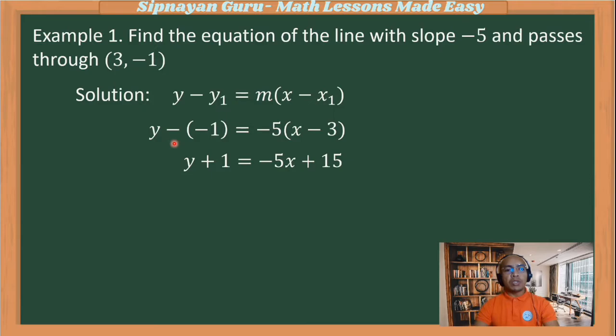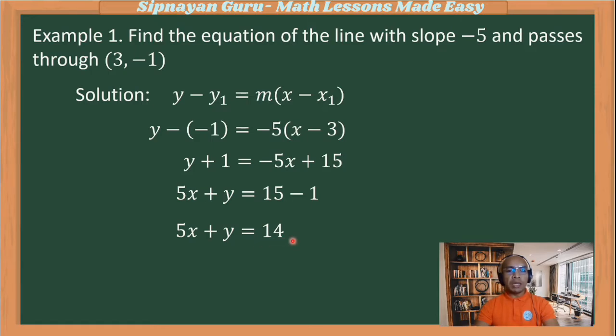Further simplification, negative times negative, so that would be positive 1. By distributive property, negative 5 times x is negative 5x, negative 5 times negative 3 is positive 15. Write this into standard form: transpose negative 5x to the left by virtue of the addition property of equality. So this is going to be 5x, we just copy positive y, then copy positive 15, then transpose positive 1 to the right, so that would be negative 1. Simplify, so this is 5x plus y is equal to 14.